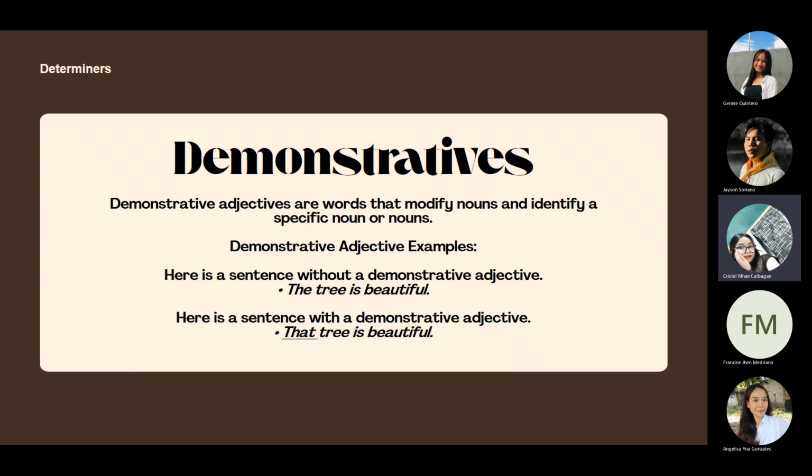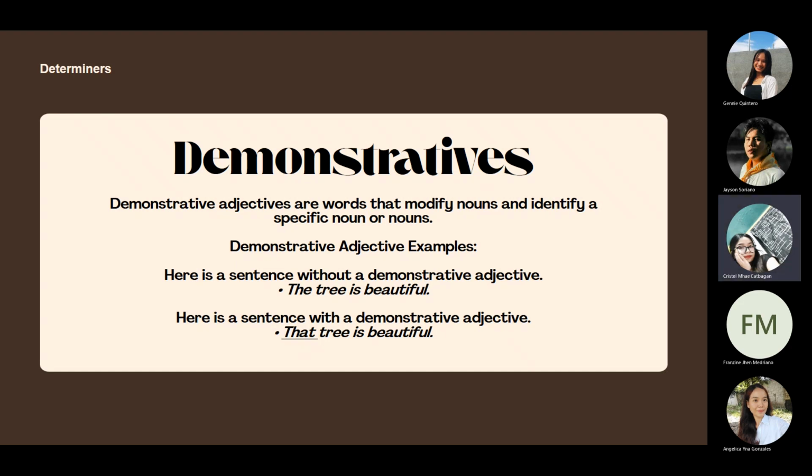So now we're going to learn about the demonstrative. Demonstrative adjectives are words that modify nouns and identify a specific noun or nouns. Here are demonstrative adjective examples. Now, here is a sentence without a demonstrative adjective. As you can see, the tree is beautiful.